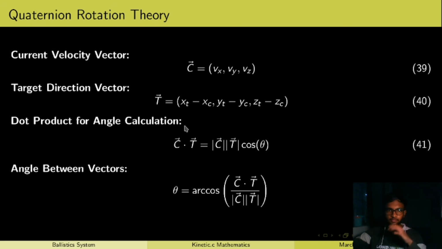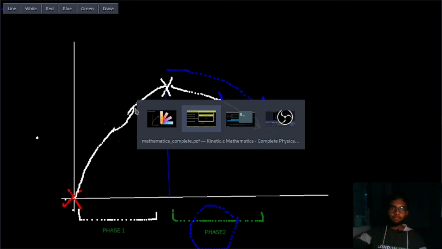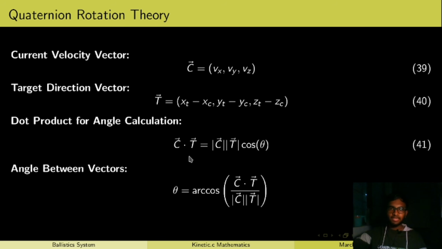Anyway, then lastly is the quaternion rotation. How does that work? What that looks like essentially is a little something like this. What is the point of this? The point of this is to determine the angle that our projectile is moving in. And how do we determine that?